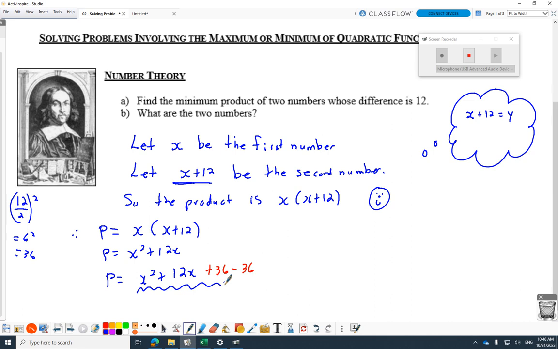What number multiplies to 36 but adds to 12? 6 and 6. See, the 36 completed the square. So this thing now becomes equals x plus 6 squared minus 36. Which we can get the vertex from.